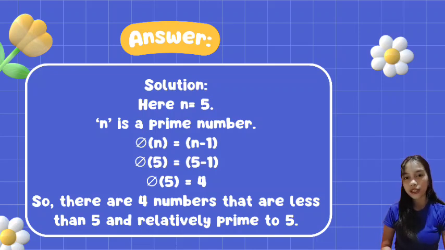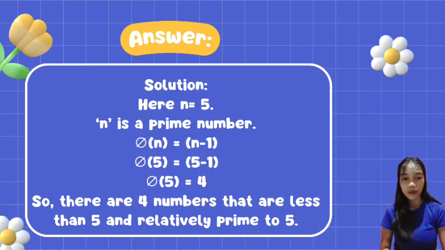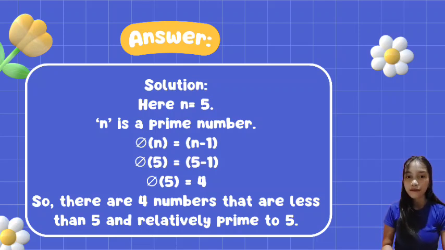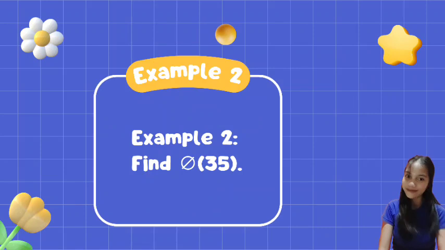The formula for case number 1, if n is a prime number, is phi of n is equal to n minus 1. All we have to do is substitute the given values. So phi of 5 is equal to 5 minus 1. And 5 minus 1 is equal to 4. So, phi of 5 is equal to 4. Meaning there are 4 positive integers less than 5 that are relatively prime to 5. Is that understood, class? Very good. Now, let us proceed to example number 2.